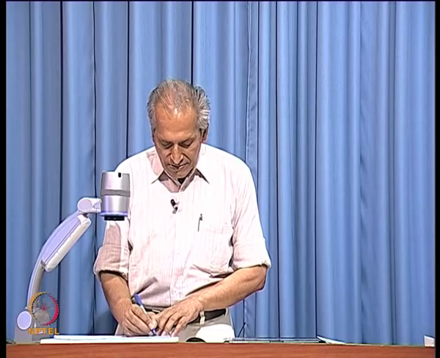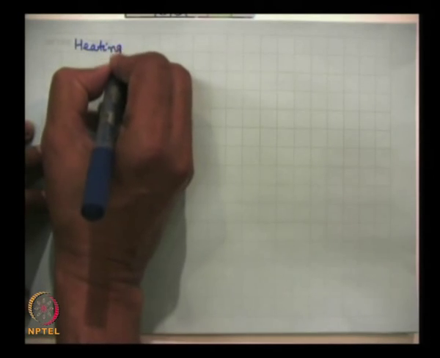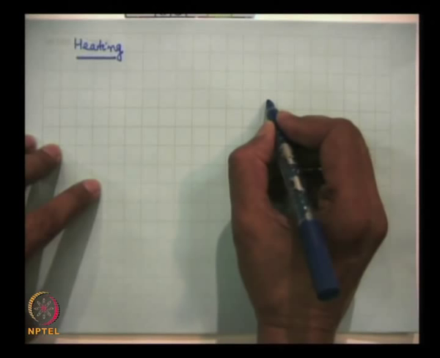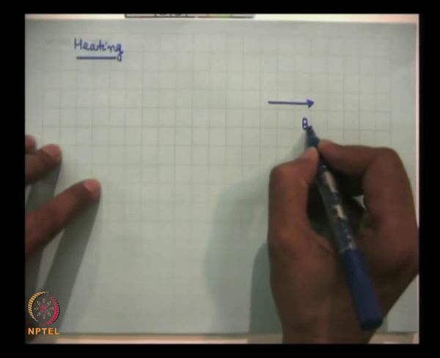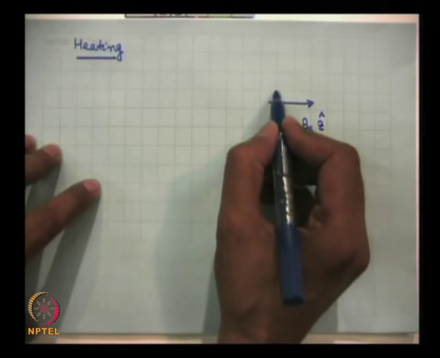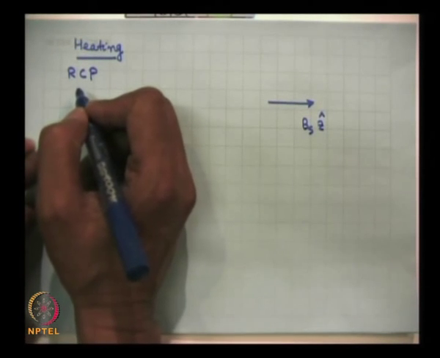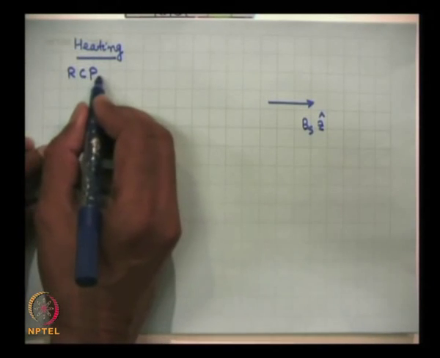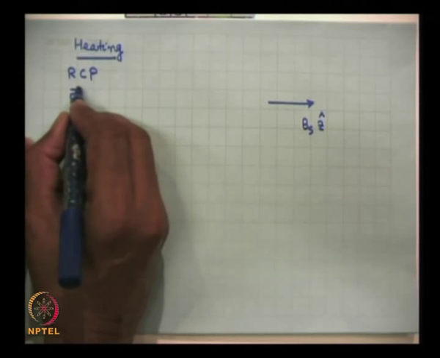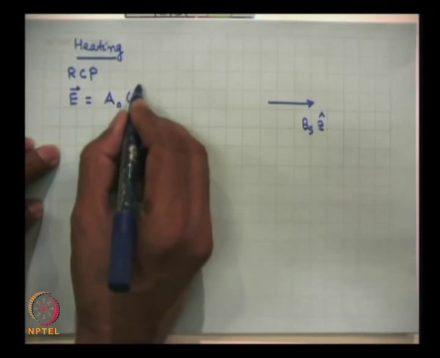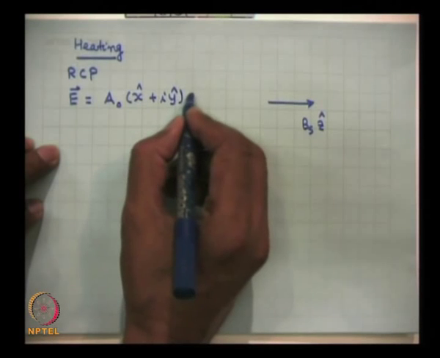So now I would like to go over to discuss the heating of electrons in the presence of magnetic field. Well, I will be considering a plasma in a magnetic field B0 z and electric field maybe RCP. For instance, I just consider RCP, because I am interested in heating the electrons. So let me apply a right circularly polarized wave with electric field E is equal to A0 (x plus i y) e to the power minus i omega t.